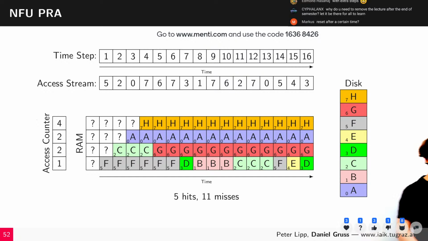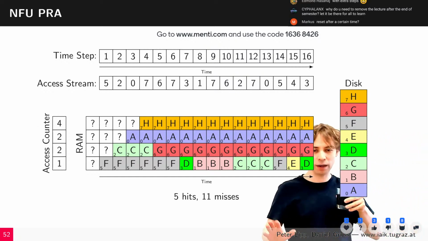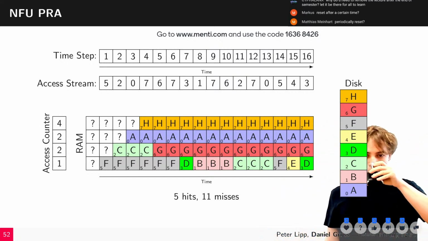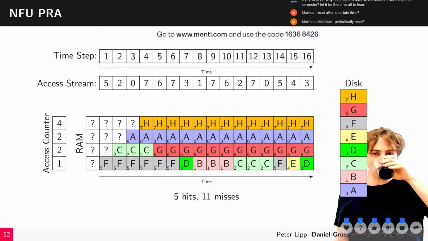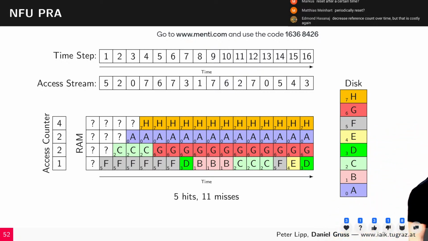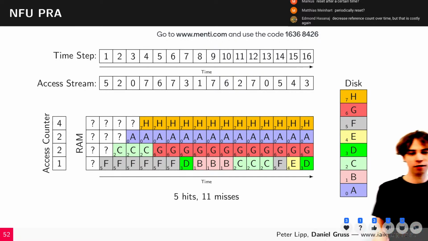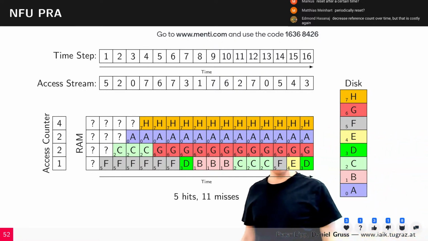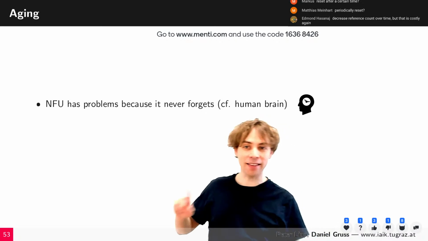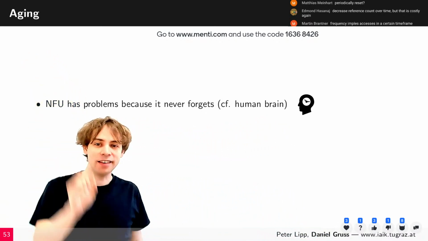Reset after a certain amount of time. Yeah, resetting is a bit drastic. Maybe we can find something that is less drastic. Decrease it over time. Yes, and this is what gets us to aging.